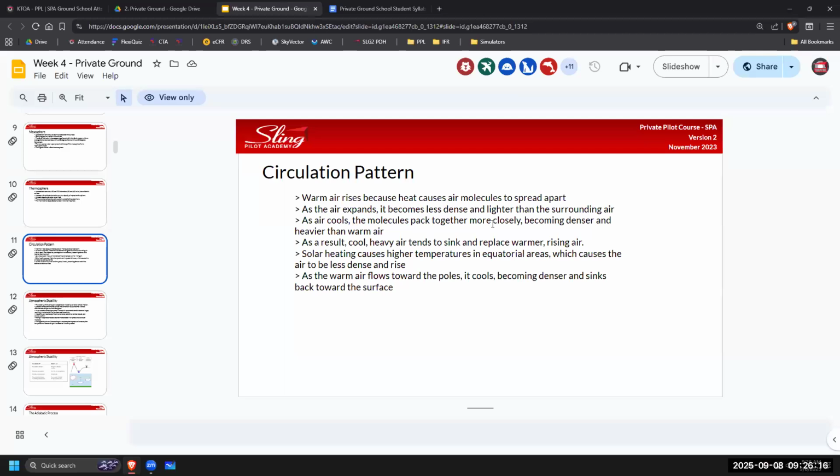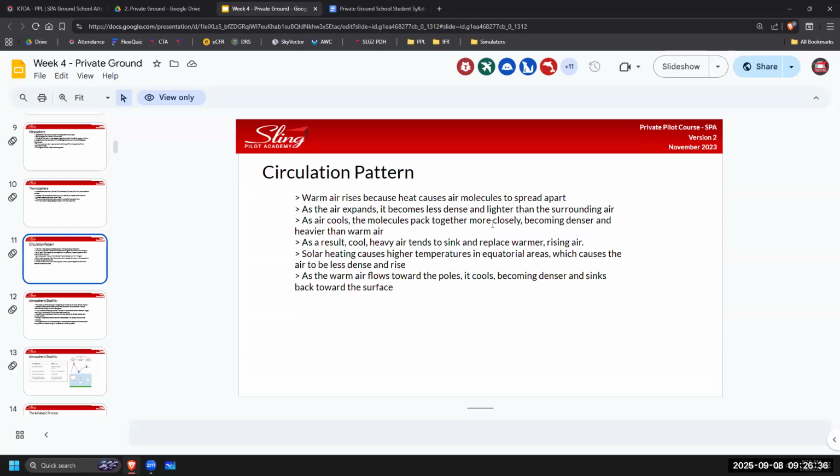Okay, this is getting a little farther than the slides do, and I don't even think the slides cover that today. But this circulation pattern is how all air circulates around the earth, and they put it into cells, 3 different types: Hadley, Ferrel, and polar cells.